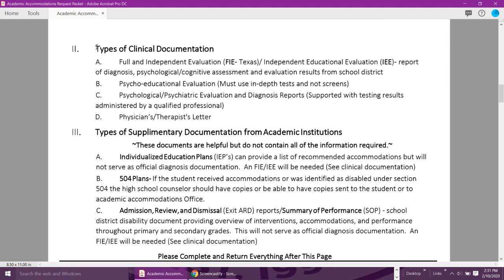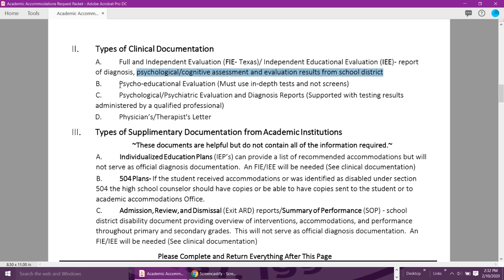Types of clinical documentation is the next category. These are examples. So a full and individual evaluation, or FIE, Texas uses this. There may be others as well. It is also called an independent educational evaluation, or IEE, report of diagnosis, psychological, cognitive assessment, and evaluation results from school districts. So this is a psychoeducational evaluation, and their documents are named those different titles.